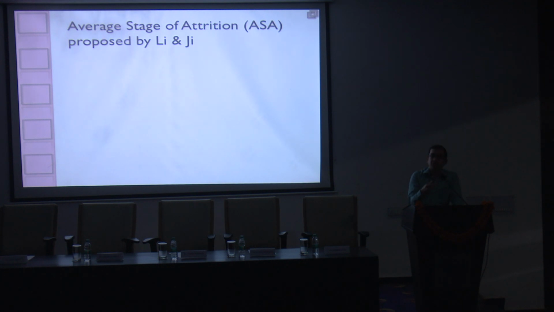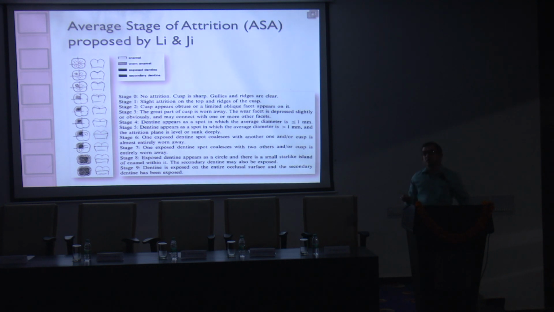Even if one cusp has attrited too much, and that may be a result of pathology, the other cusps, if they are slightly less attrited, average out the extreme value. Another thing that I like about Li and Ji's method is that they've given very detailed diagrams as to how to grade, and detailed staging descriptions for the various stages. 0 means no attrition, 4 is where dentin has exposed, and 8 is where pulpal exposure is seen. They talk about secondary dentine exposure, which means that they're looking at pulpal exposure there.